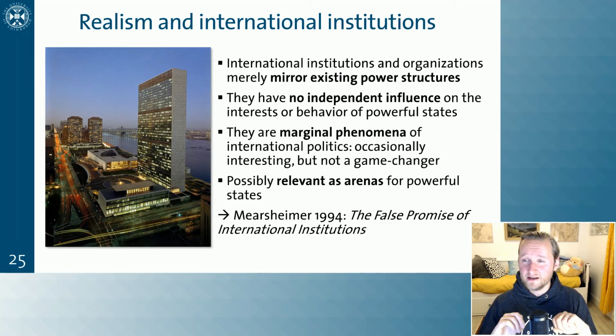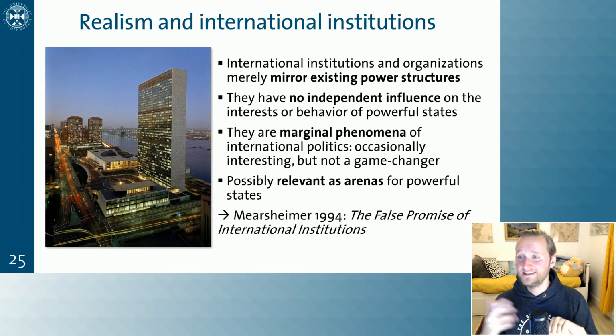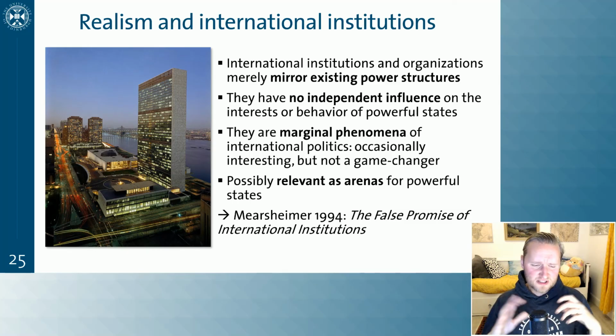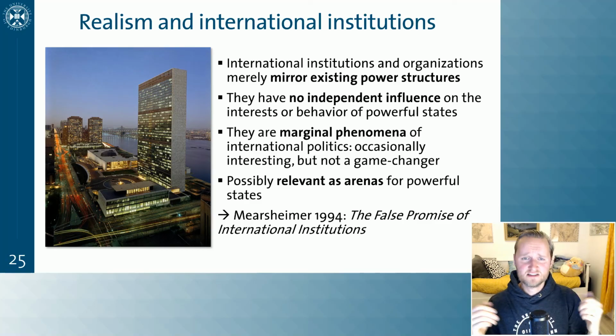They really don't think they're that important. They think that if you have something like the United Nations, that's really only going to reflect however the world already is. So the powerful states outside the United Nations will also be the powerful states inside the United Nations. And all these international organizations really can't do much. They have no real power. They can't tell states what to do.